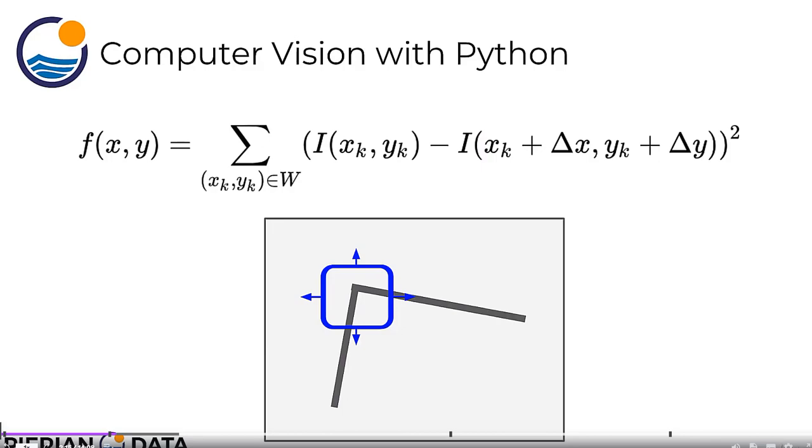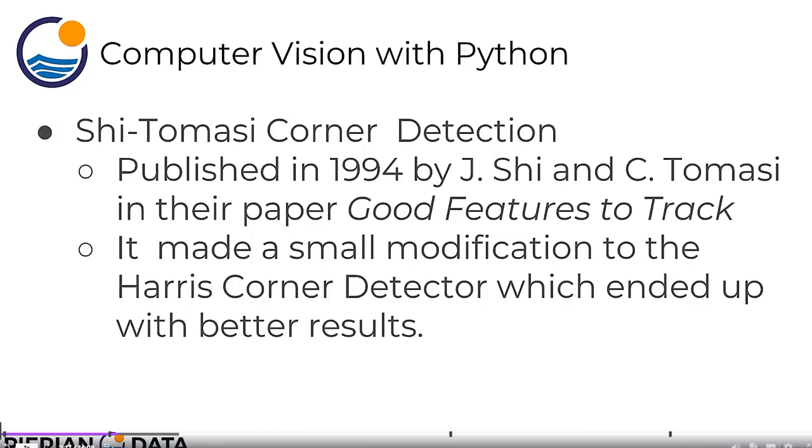The Shi-Tomasi corner detection was published in 1994 by Jianbo Shi and C. Tomasi in their paper Good Features to Track. It made a small modification to the Harris corner detector, which ended up with better results. So it's actually based almost directly off the Harris detection algorithm. It just has a small modification.